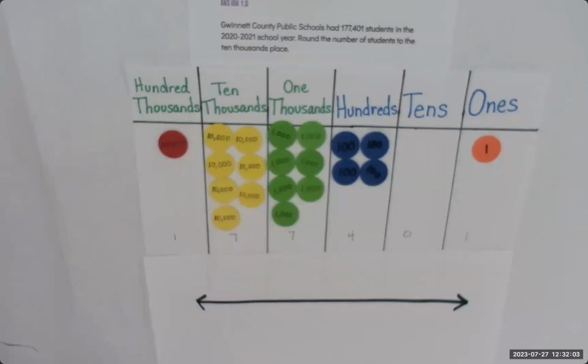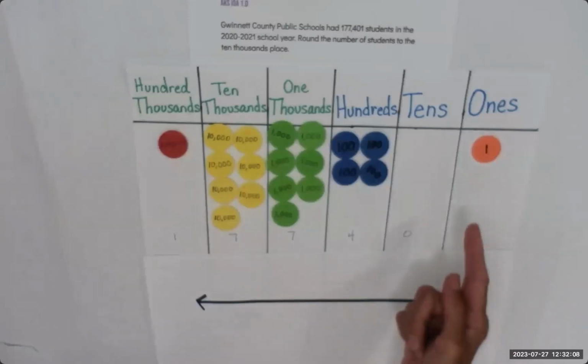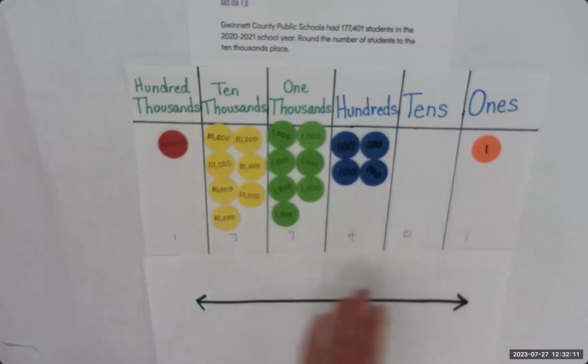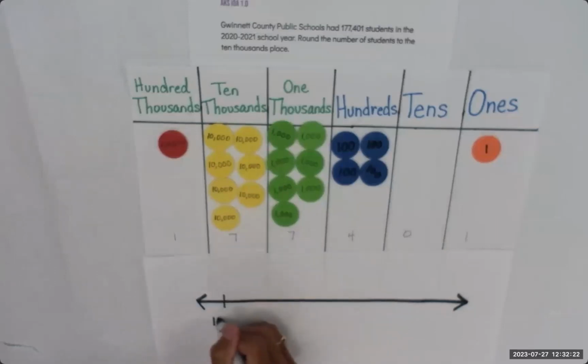So thinking about what we would call benchmark numbers, I know that if I count back 1, and I count back 400, and I count back 7,000 more, I will land at 170,000 on a number line. So 170,000 would be one of our benchmark numbers. 170,000 is less than 177,401, but it's the nearest or closest 10,000 counting back.